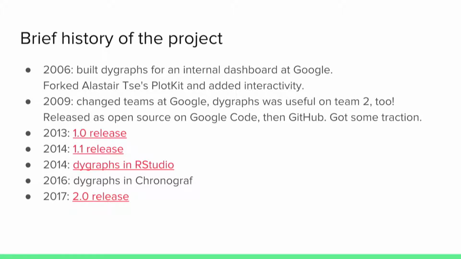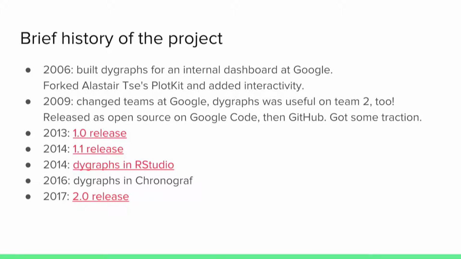But then a few years later, I changed teams at Google, and my second team actually got a lot of value out of Dygraphs as well. So that made me think that maybe it was useful for the broader public, so I decided to open source it. So that's when the open source project started. I think we got some early coverage on Hacker News, which started to make people a little bit aware of it. And it's gone through a few releases since then, and it's been adopted in a couple of products.